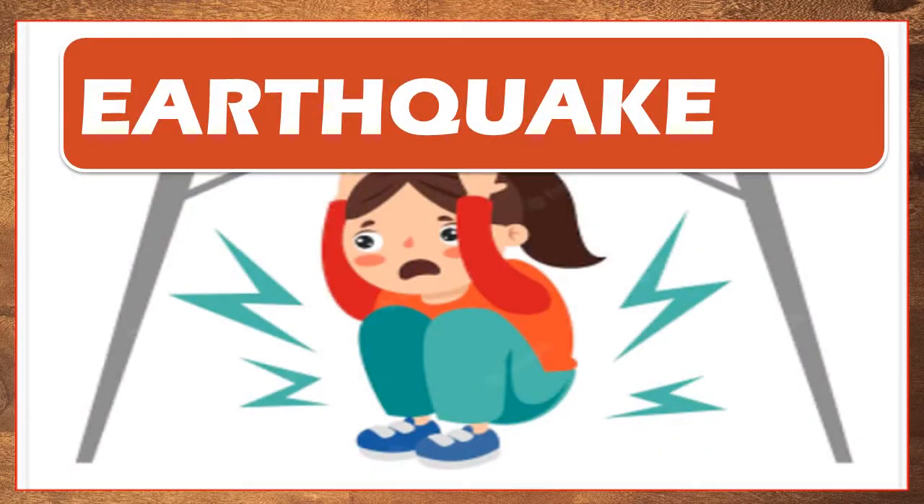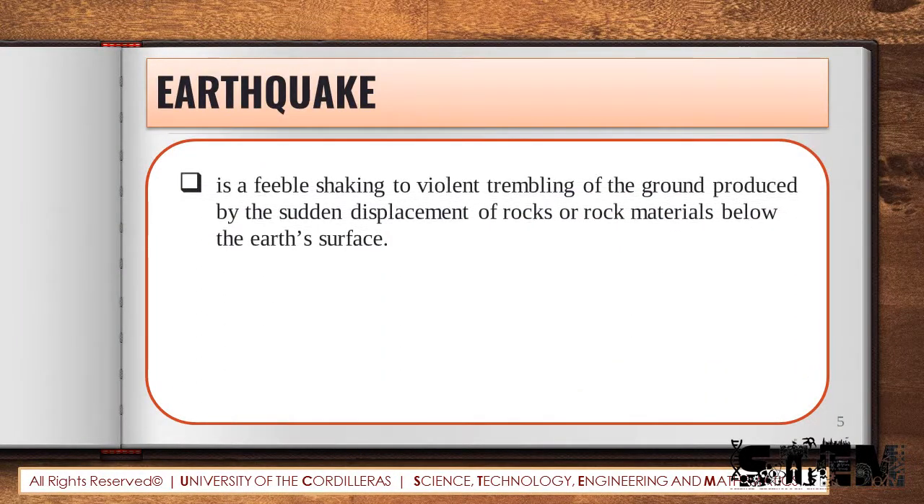For this time, we will be moving to the first hazard under geological, and we have here earthquake. What is an earthquake? We'll be defining what is an earthquake. An earthquake is a perceptible shaking to violent trembling of the ground produced by a sudden displacement of rock or rock materials below the Earth's surface.